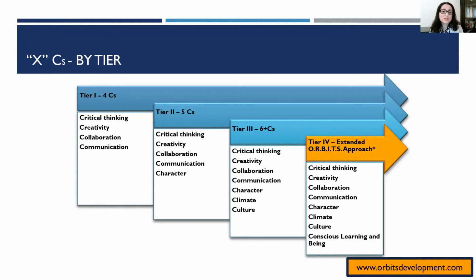Now, tier 4 actually is the extended O.R.B.I.T.S approach, extended according to my approach, which is the O.R.B.I.T.S for conscious learning and being. So here we have all those C's and we are adding conscious learning and being. I personally would prefer to extend to this level, because in my approach, I really target, and I think we can, as a collective, work on conscious learning and being.